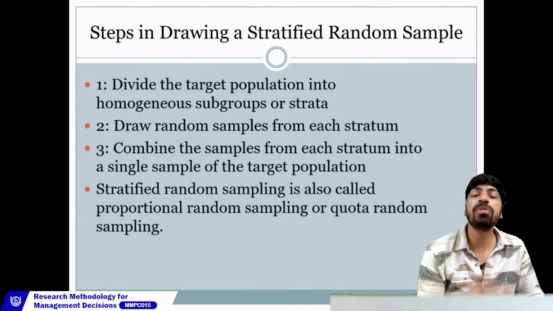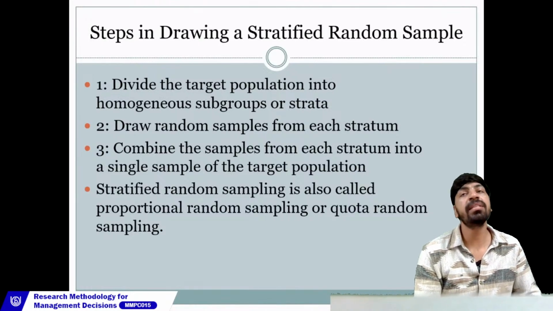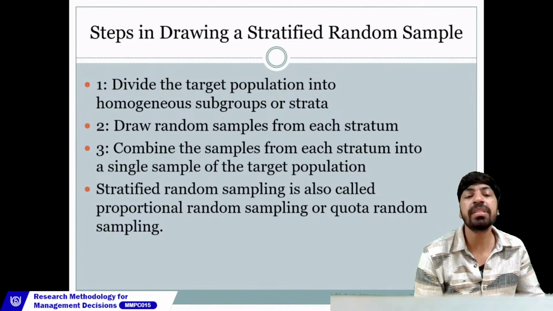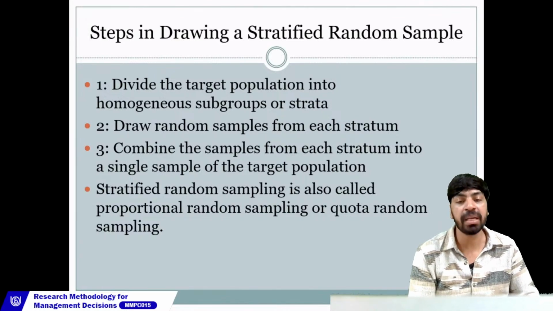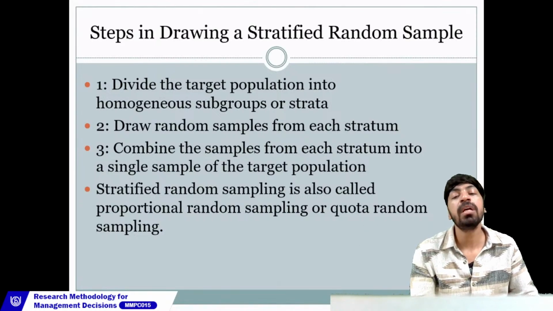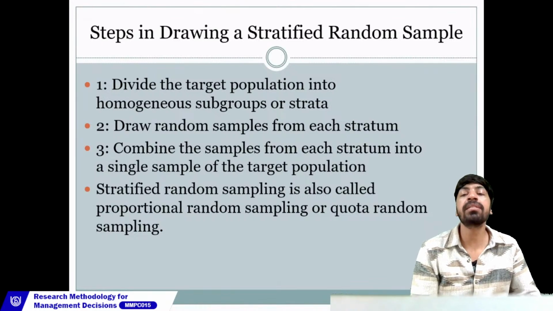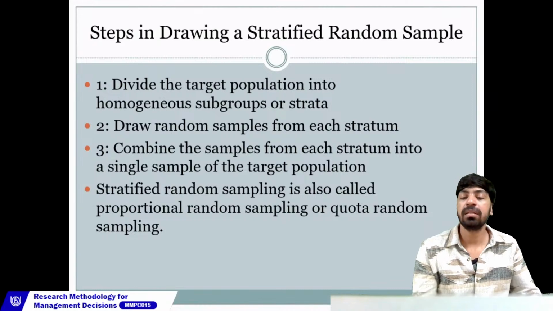Next, the most important point: stratified random sampling is also called by various names, such as proportional random sampling or quota random sampling. So don't be confused. If a short note has been asked on quota random sampling, it's the same as stratified random sampling.